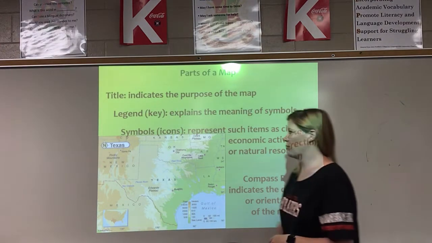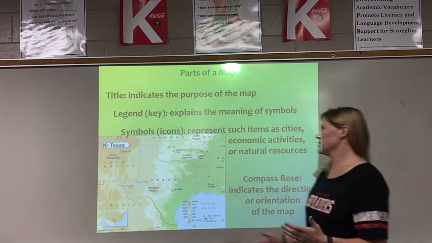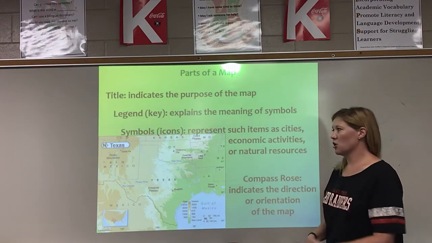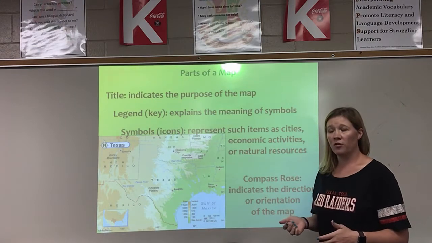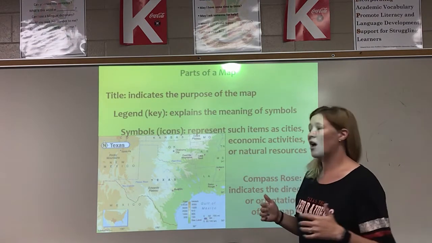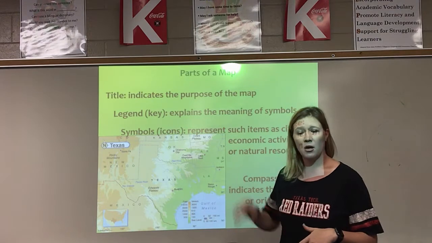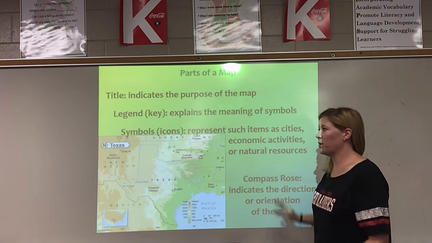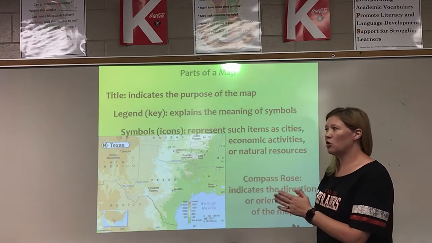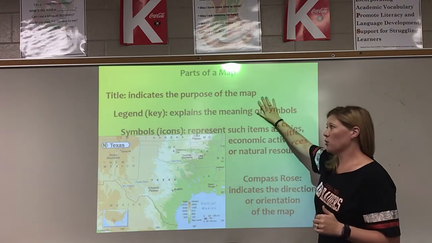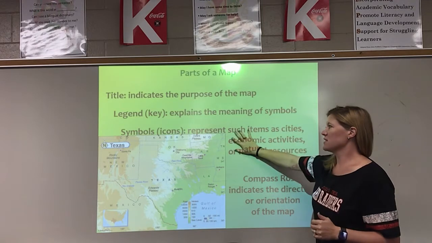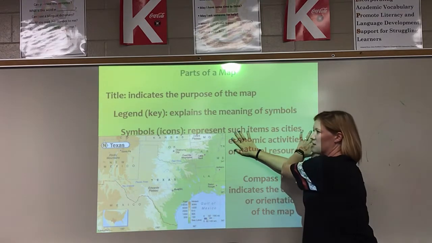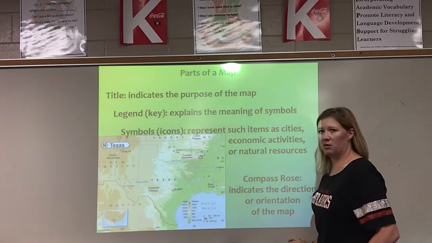Symbols are icons. The red dot indicates the capital city, okay? The compass rose. You always need to know which direction's north. And I'm telling you right now, north is not always going to be the top of the map, all right? So sometimes there are times where it's just not. But if you know one direction, you know them all. Because remember, if you have north at the top, west is always going to be on this side, east is always going to be on this side, and south is always going to be here at the bottom.